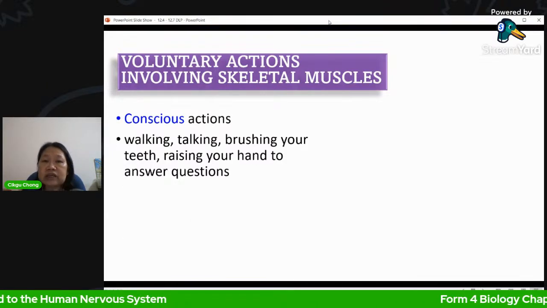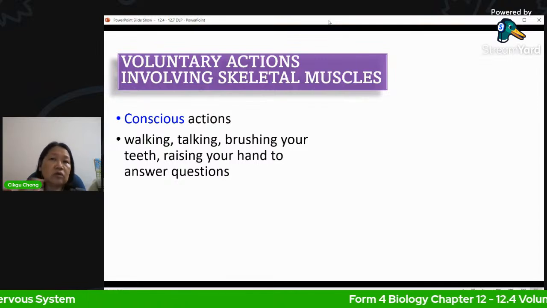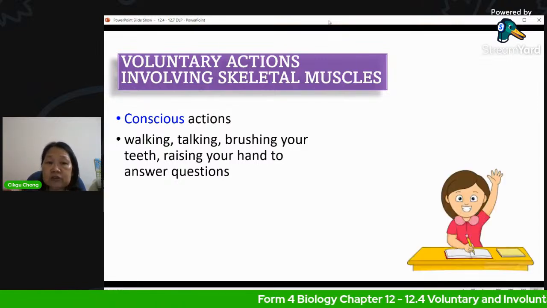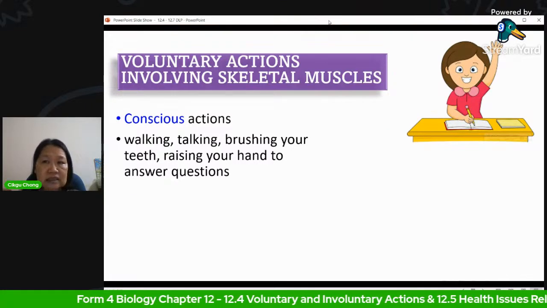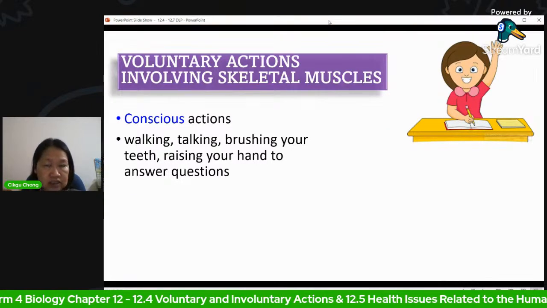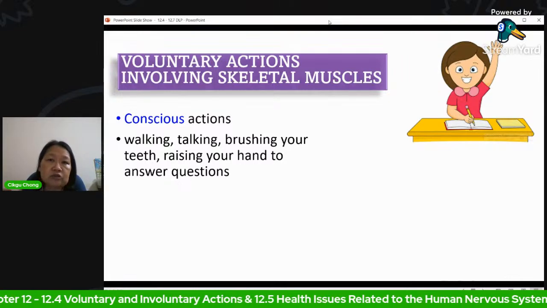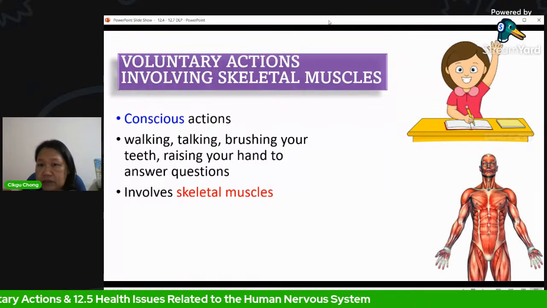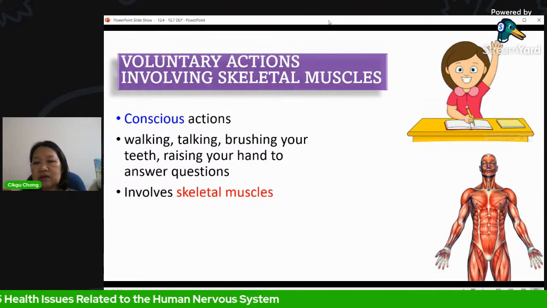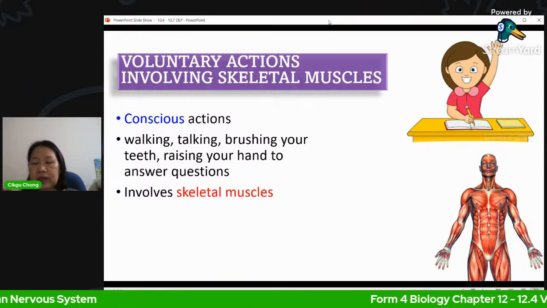Examples: walking, talking, brushing your teeth, holding your toothbrush, raising your hand to answer questions, because you can control, of course. If I know the answer, I'm going to answer my teacher. I put up my hand to show that I know the answer, all right? So it involves skeletal muscles. So these are the skeletal muscles. You see all these muscles that are covering your bones, right?